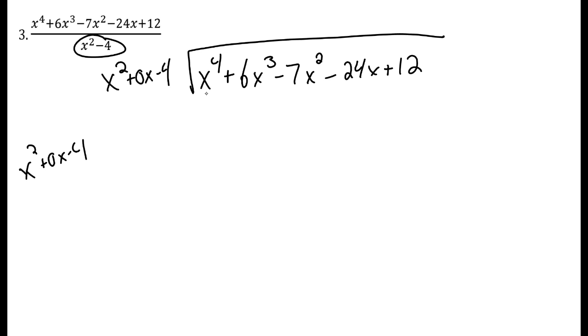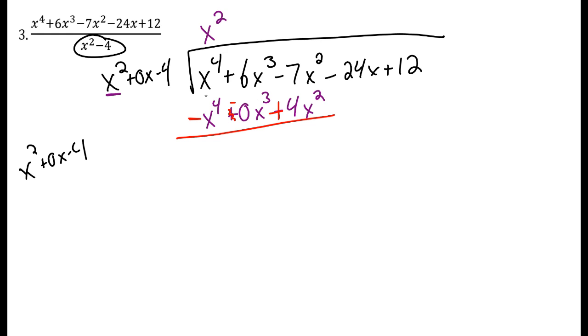So we say what times x squared, because that's the highest power here, gives me x to the fourth? X squared does. Multiply through. We need that 0x cubed to be a placeholder. Minus 4x squared. Multiply x squared by the divisor. Now we subtract, and to subtract, we change everyone's sign. We get 0, 6x cubed, minus 3x squared. Bring everyone down, because there's really a 0x. Minus 24x plus 0x is minus 24x. 12 plus 0 is 12.